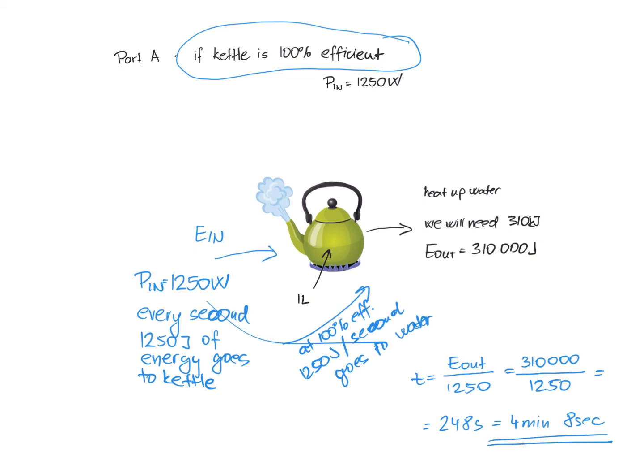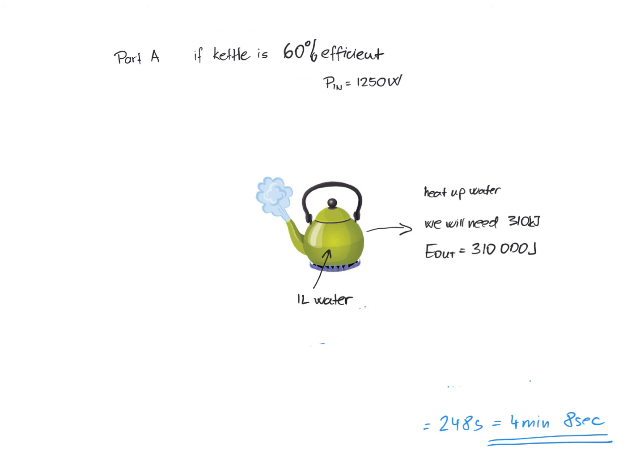So again, let's summarize a few things. The key thing is to realize, what does it mean that something is 100% efficient? That means that if this kettle is taking 1250 watts every second, it's giving 100% of it into what it needs to do. Now, I know that this is what I need to heat it up. If that's what goes to that water, then the time it's going to take is 248 seconds. All right, so now let's continue with this, and now let's look at part B.